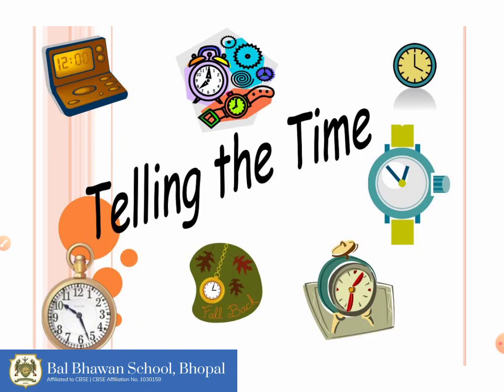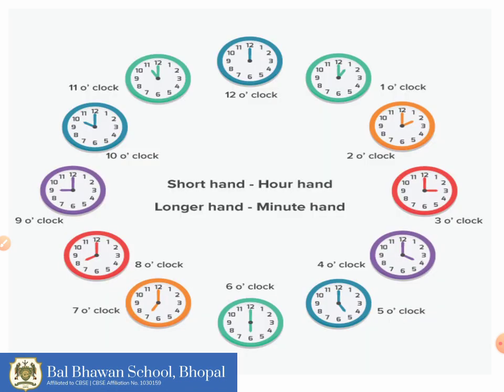Let us learn how to read time using an analog clock. An analog clock has two hands. Short hand is called hour hand and the longer hand is called minute hand. So you can see the different position of hands of the clock and the different times shown by it.